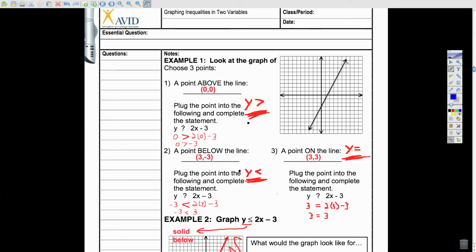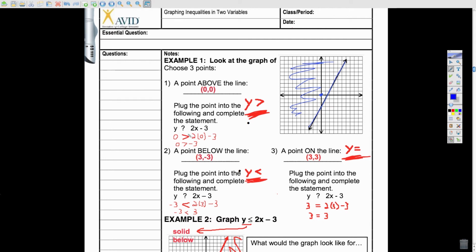So any point, here's the line. Any point above this line. So we're talking any point over here. Let me try that one again. Okay, here we go. Any point over here, that's above the line. I chose 0, 0. 0, 0 would be this point right there.